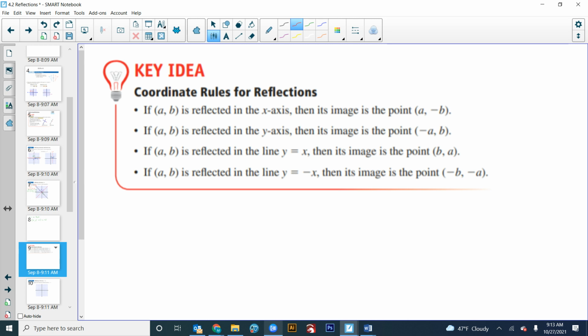The book uses A and B for X and Y. Okay, I prefer X and Y, so if you see the difference there, I prefer X and Y because you think, okay, X is the X value, Y is the Y value. They use A and B. Same rules as we did, just with the letters A and B instead. All right.